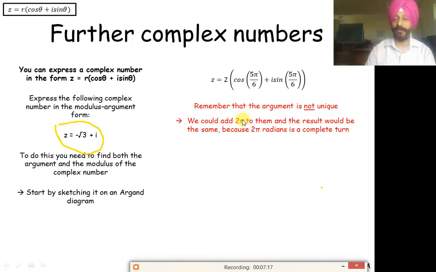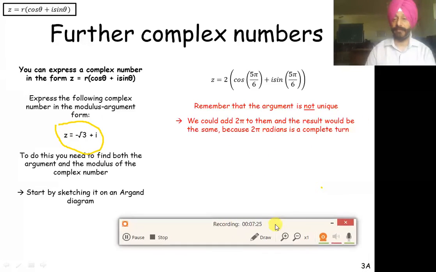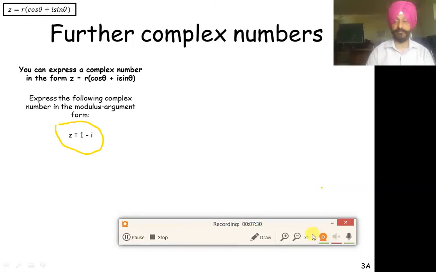Why not unique? We could add 2π to the angle and the result would be the same, because 2π is the radian measure of the complete turn. So this is our first question. Now come to the other question.